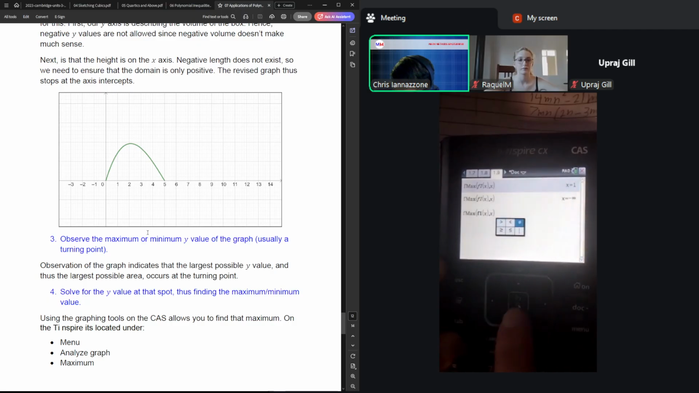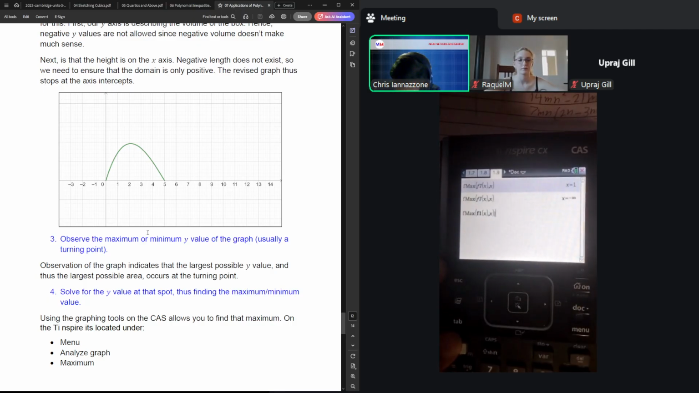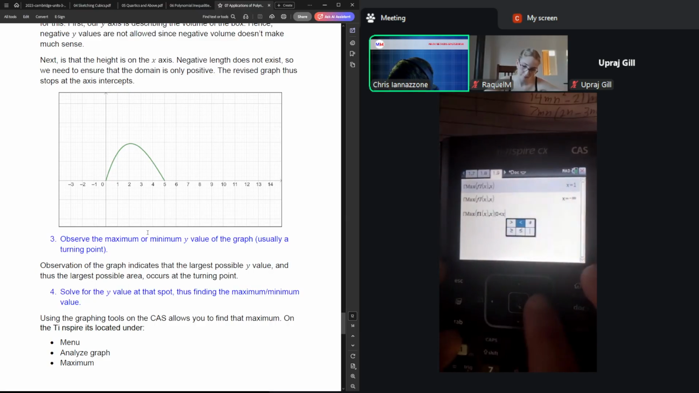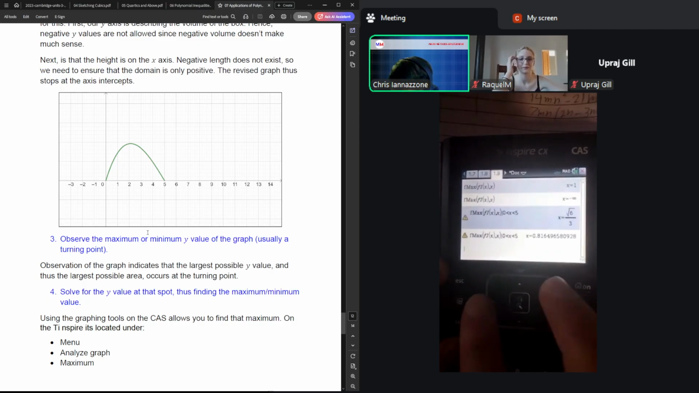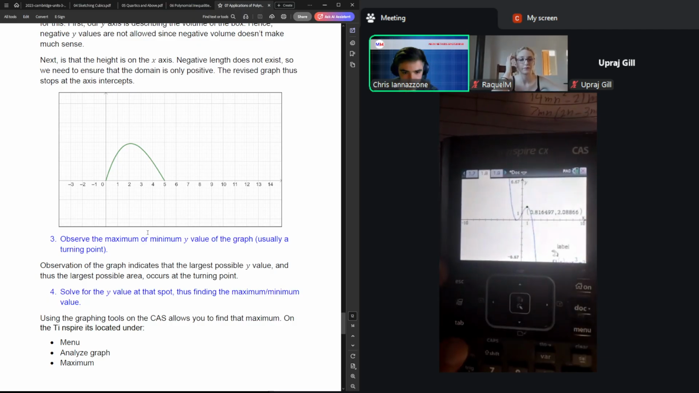So in our case, we had 0 to 5. This is obviously not going to work because I'm using a different graph, but it'll illustrate enough for the point. 5, and you can see we get a very different outcome. We get the actual thing we were looking for. We can see that's 0.8-ish. This is also 0.8-ish.